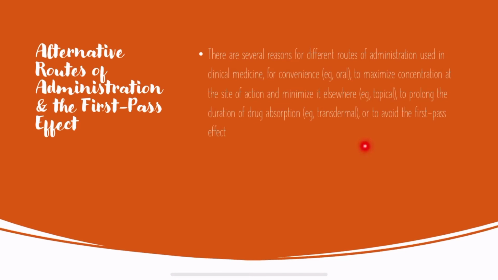So, alternative routes of administration and first pass effect. There are several reasons for different routes of administration used in clinical medicine: for convenience, for example oral; to maximize concentration at the site of action and minimize it elsewhere; to prolong the process of drug absorption; or to avoid the first pass effect. So there are several reasons for different routes used, and these are those that I mentioned.